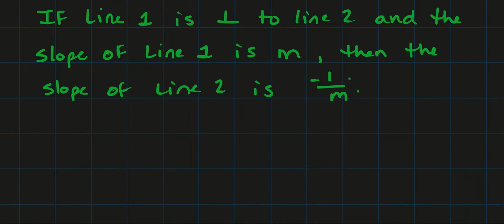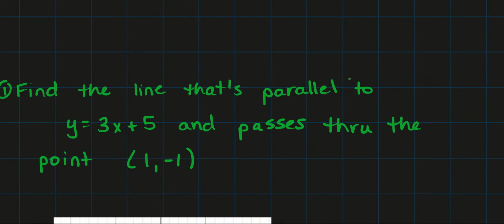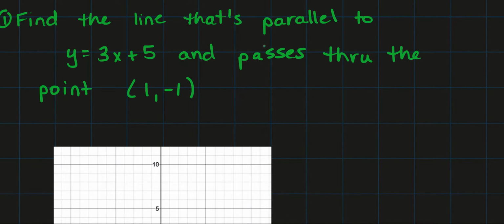Let's look at some examples. Let's find the line that's parallel to y is equal to 3x plus 5 and passes through this given point, 1, -1. Now I'm going to draw the line, and I'm going to draw its parallel line that goes through this point. You don't have to draw this line to find its parallel line, but it's a good practice to do this.